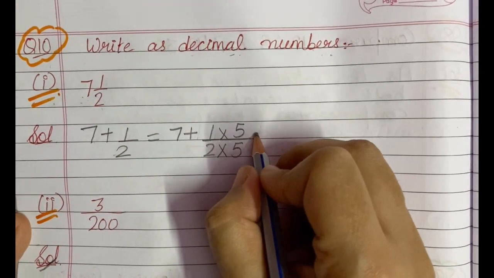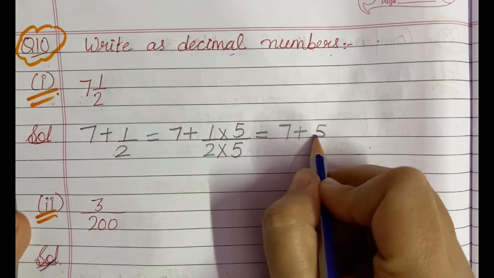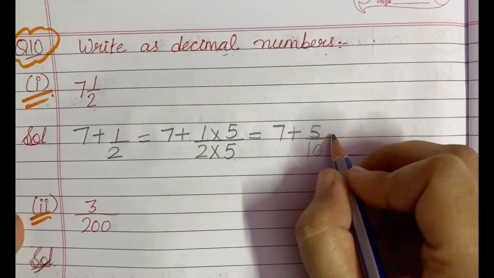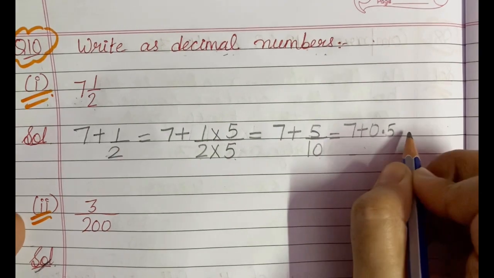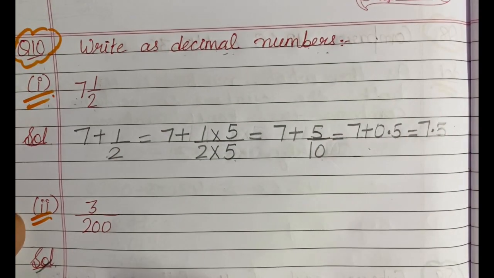Now students, next step will be equals to 7 plus 1 5s are 5, 2 5s are 10. 7 plus 5 by 10. Now 5 by 10 will be equals to 0.5. So 7 plus 0.5 is equals to 7.5. Hopefully it is clear to you.